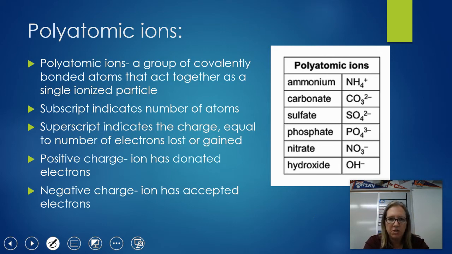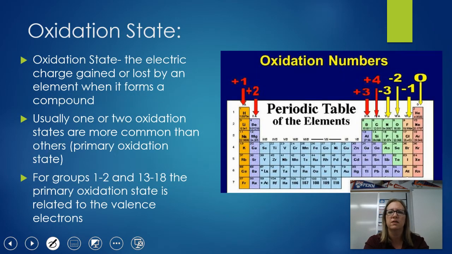The positive charge means that they have donated electrons away, so there's more protons than electrons. The negative charge means that they've accepted those electrons, so that jacks up the negative charge there. And aside from that, I really don't need you to worry too much about polyatomic ions. You'll learn a lot more about those in high school.